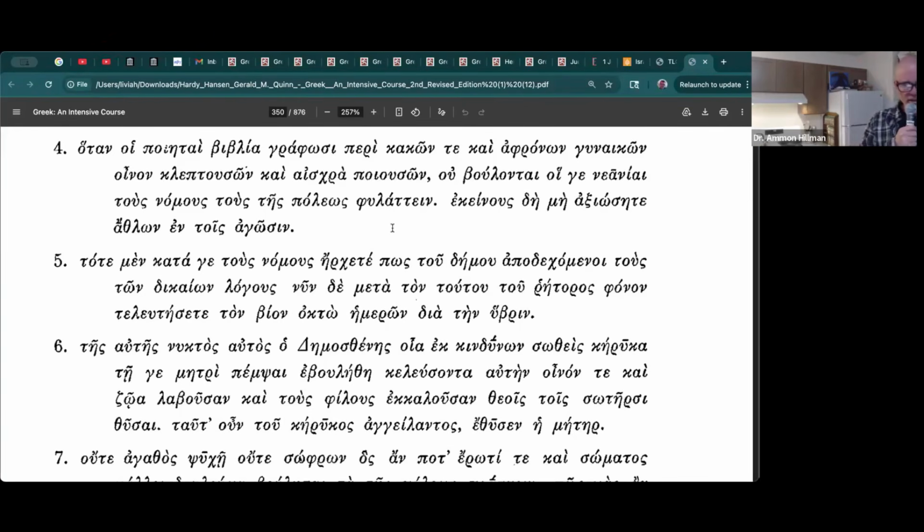Okay, good. So, a nice temporal there. You handled it only because you figured out what it was first, and then you went back and translated, right? Now it's leaving us with another sentence. Ekeinous de me axiousthe athlon en tois agosin.